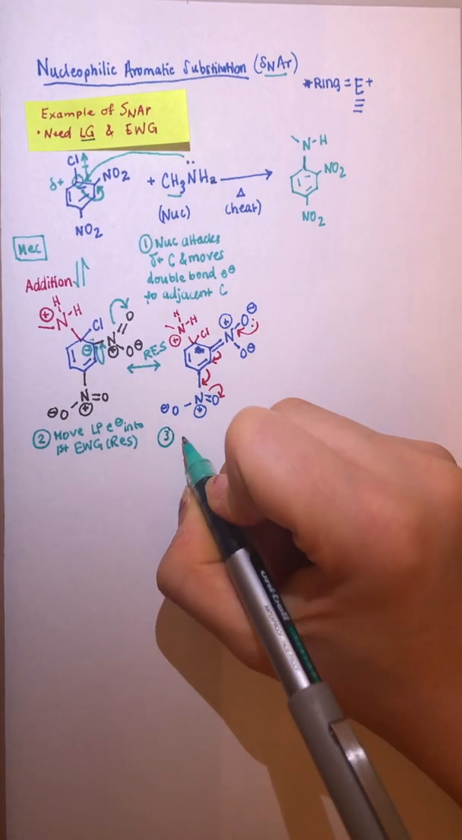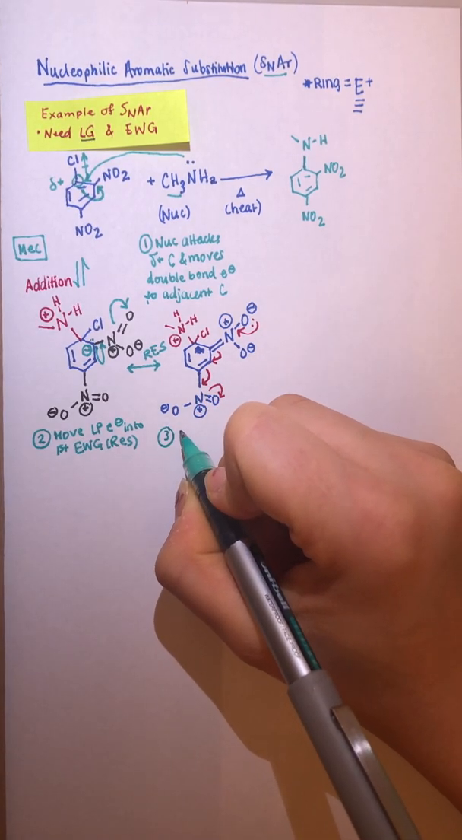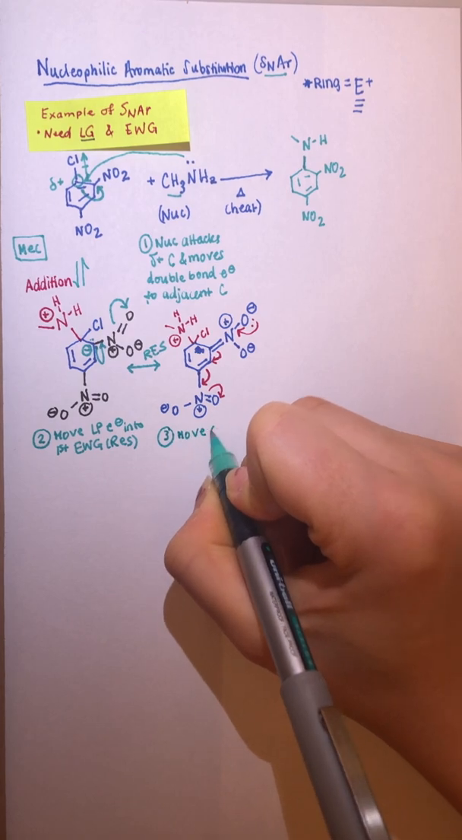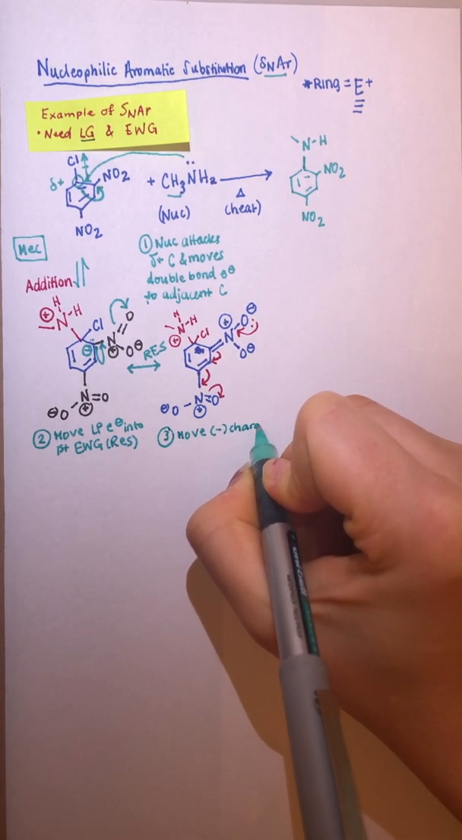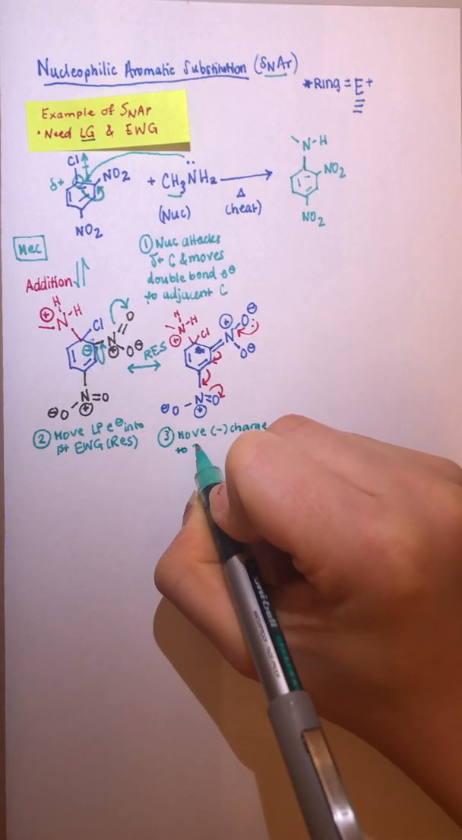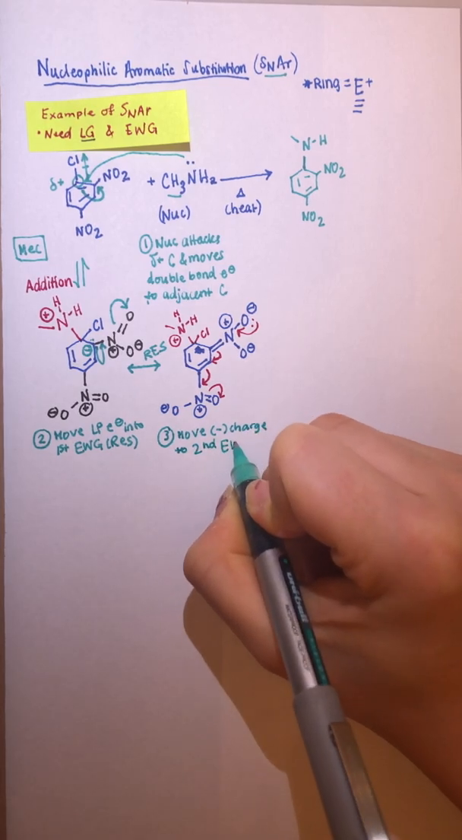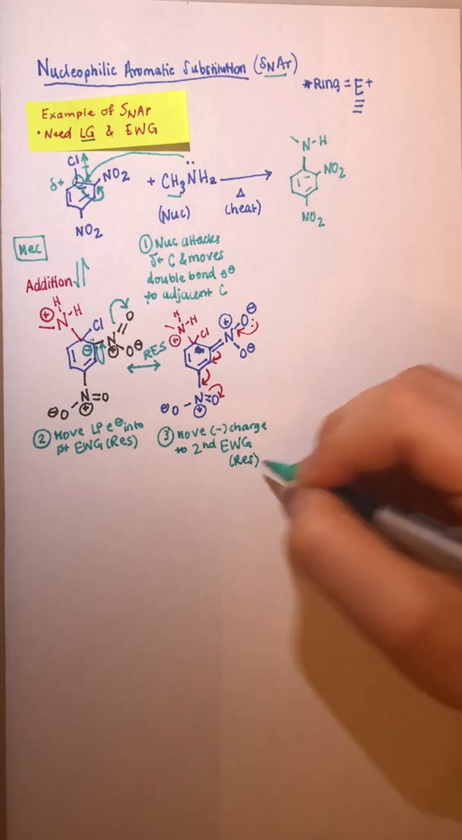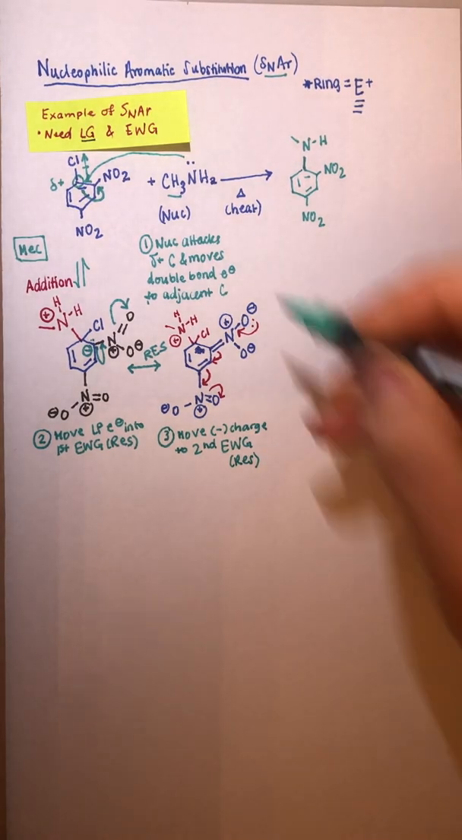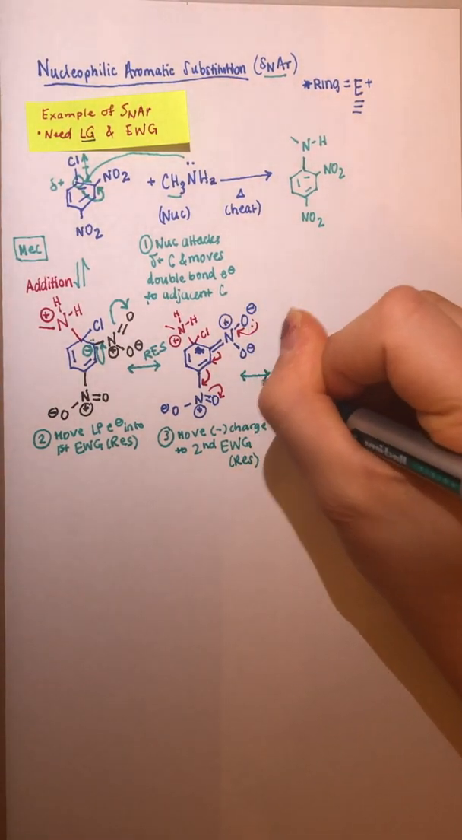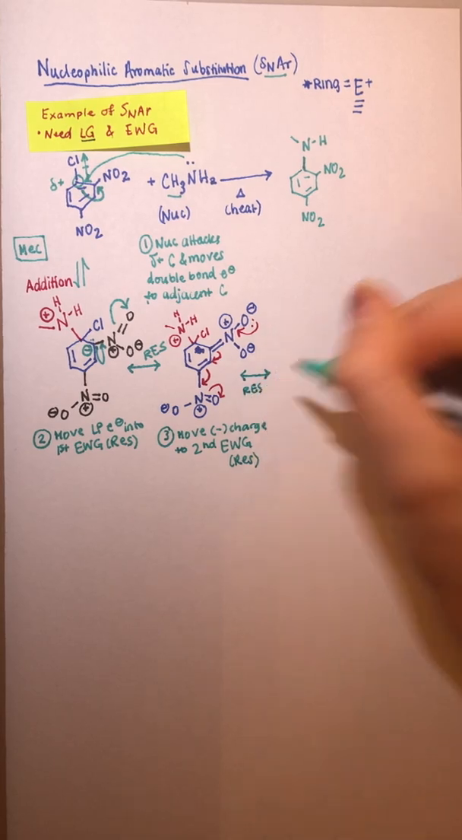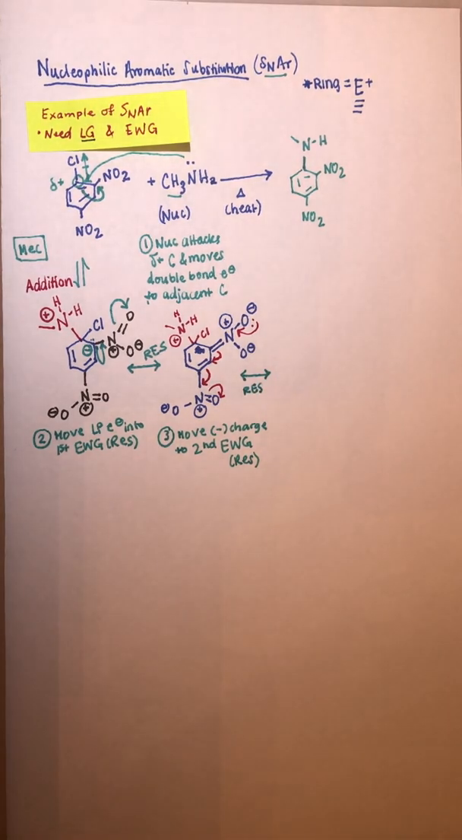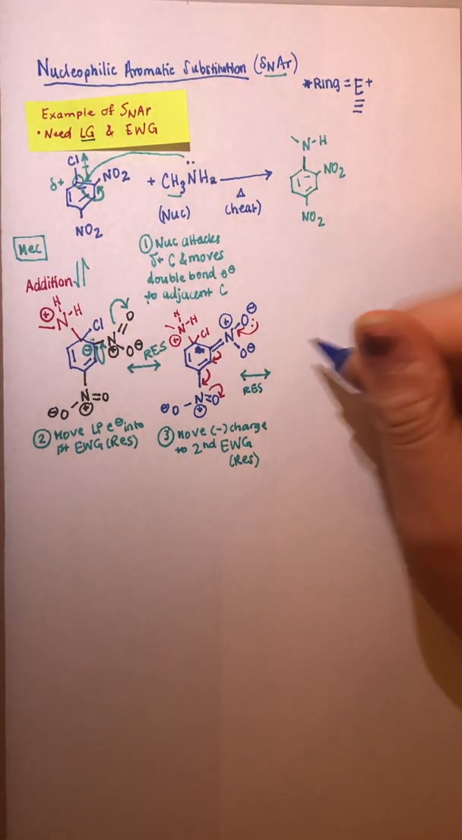Okay, so in this case we have: move minus charge to second electron withdrawing group, and more resonance, right? So we need another resonance structure. So don't forget your resonance arrow. And our next resonance structure is going to look like this.